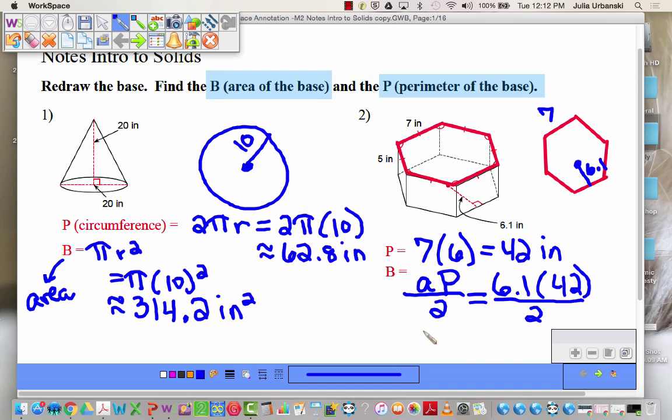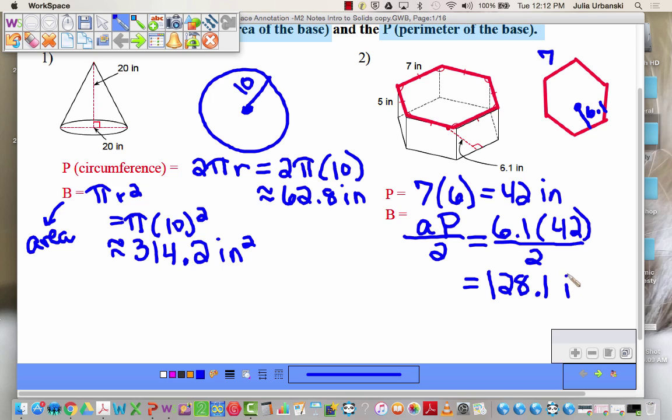Alrighty. So work that out with your calculator. Tell me what it comes to. I think it's 128.1, times 42. 128.1. How would I label it? Good job. That's inches squared. 128.1 inches squared. Okay?